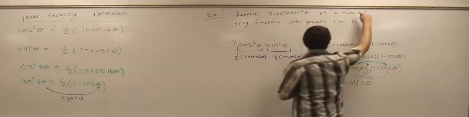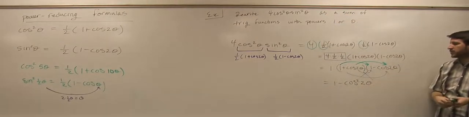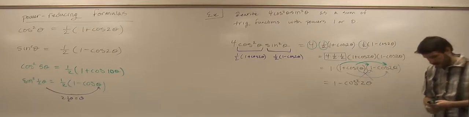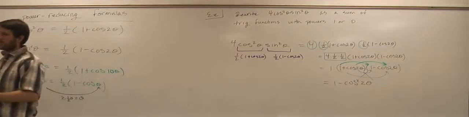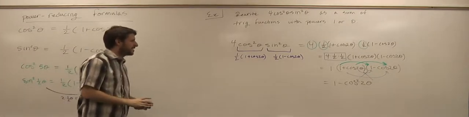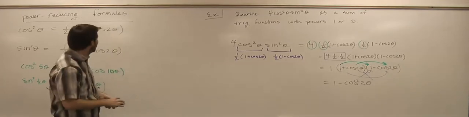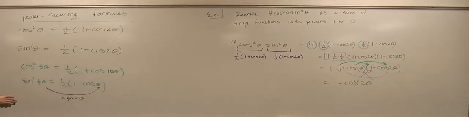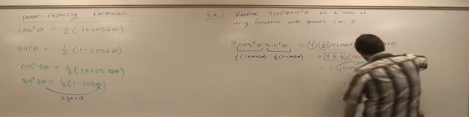I'm trying to rewrite this as a sum of trig functions with powers 1 or 0, and I just ended up with a trig function squared. So what do I do? Give up, throw in the towel? I keep beating my head up against the wall. How do I get rid of a square?